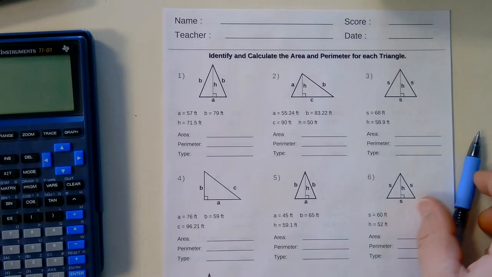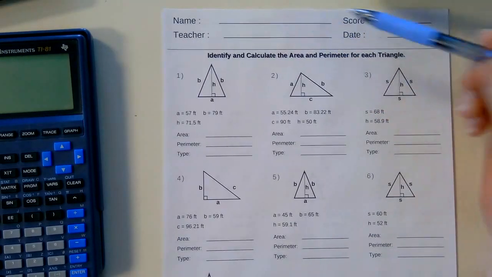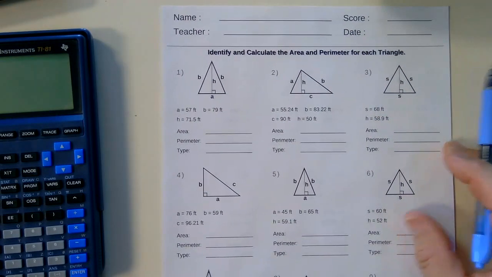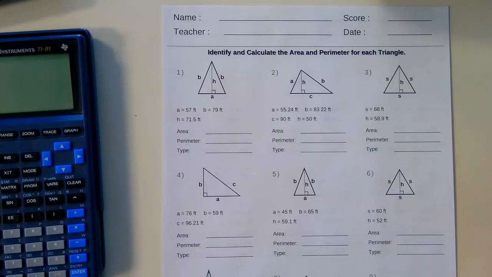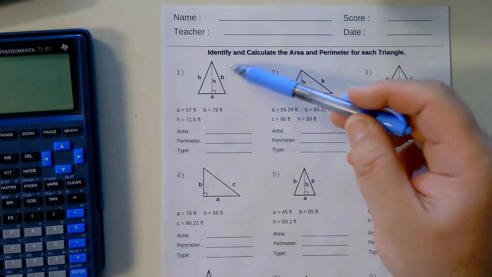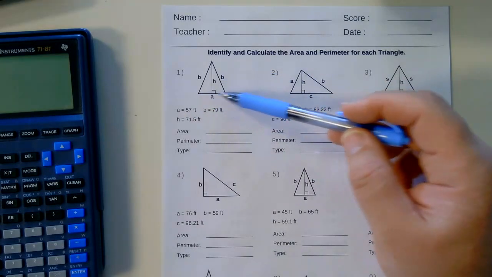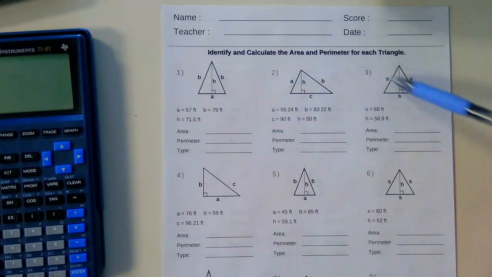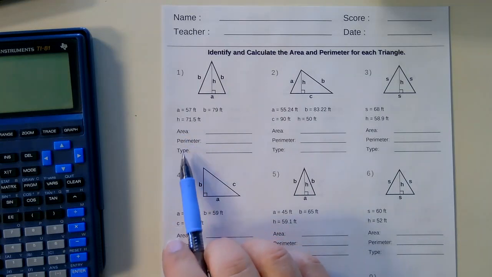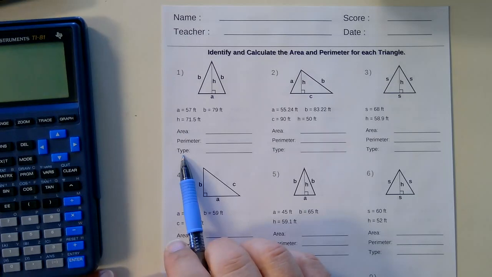Okay, good morning. This worksheet is how to identify, calculate the area and perimeter for each triangle. And so we're going to be looking at the area and perimeter formulas for each one. And they give us our dimensions that we need. They're labeled with letters for the A and B and H for all these. Sometimes they use S's and H. But for each one, first we'll calculate the area. Then we'll calculate the perimeter, and we'll decide what kind of triangle that we have.